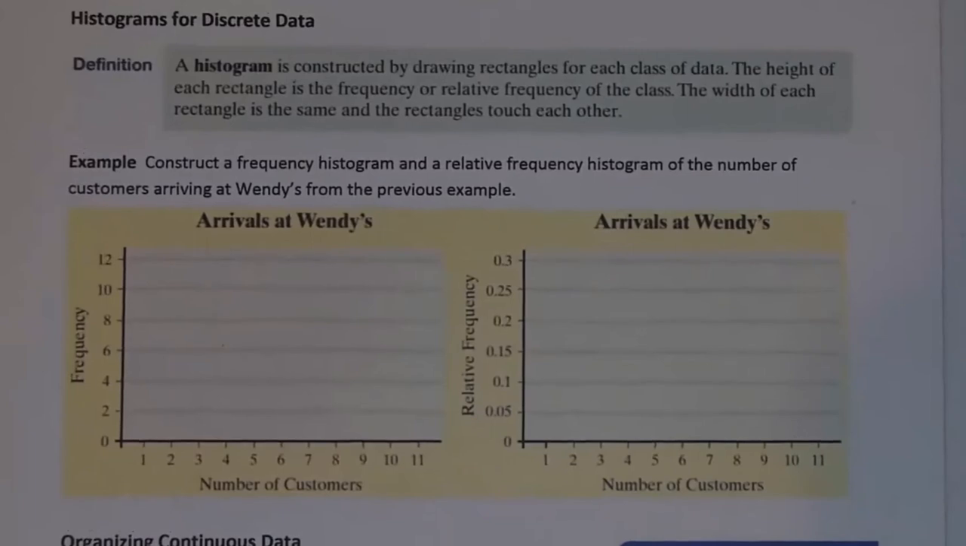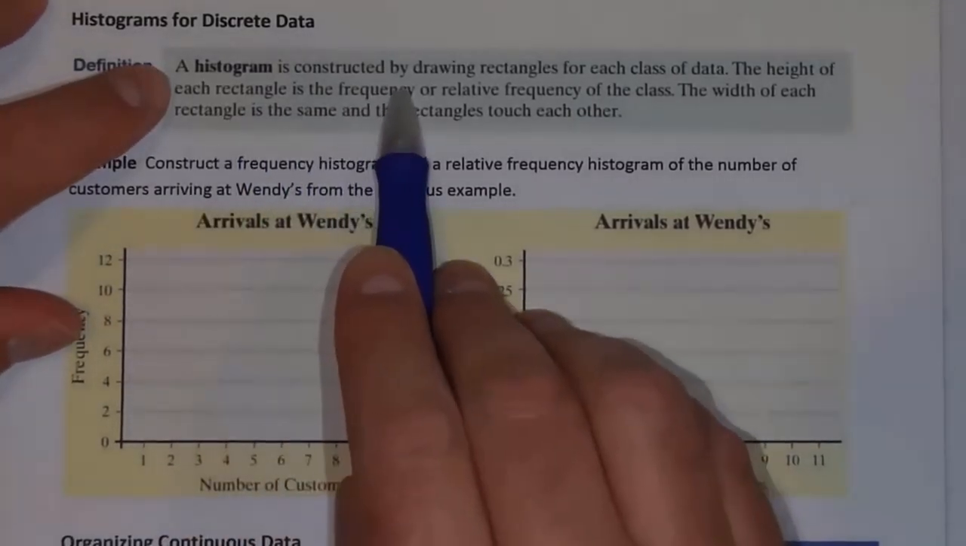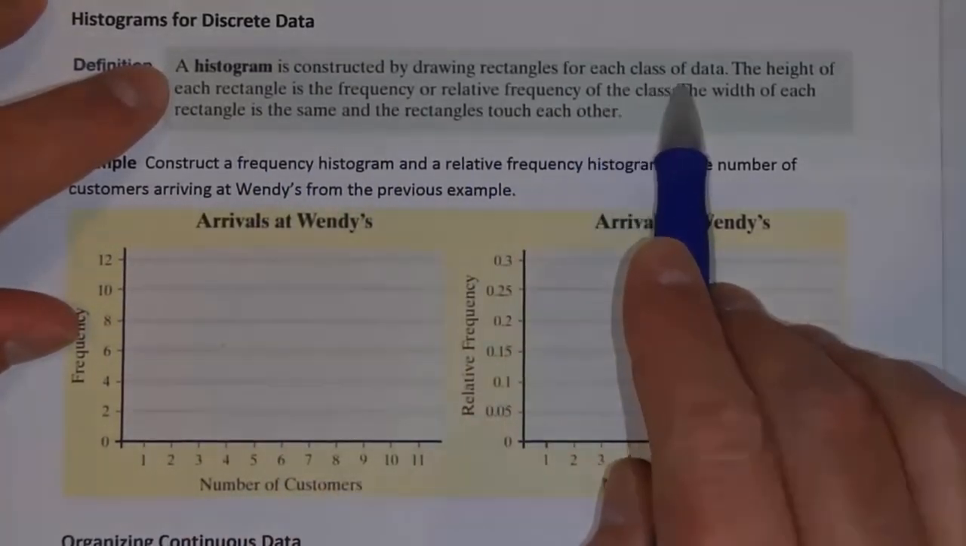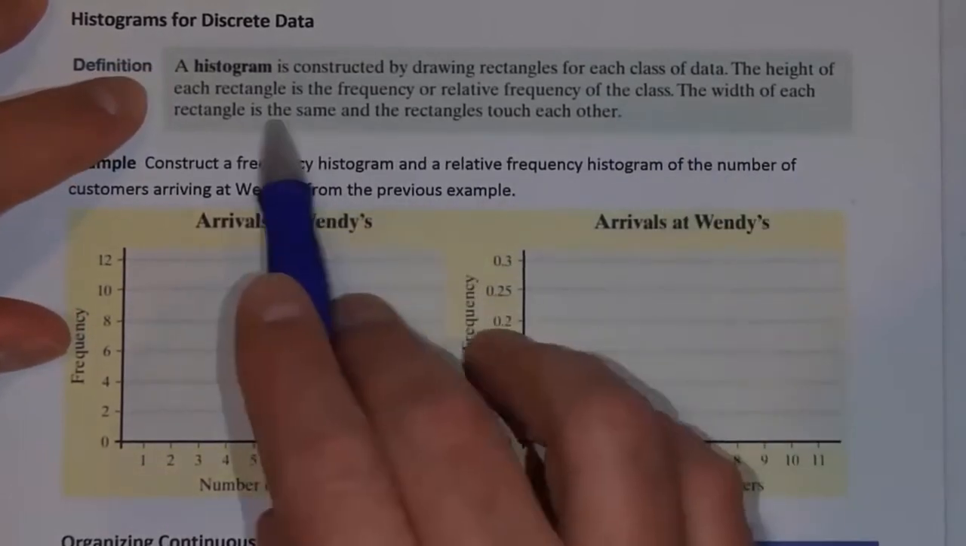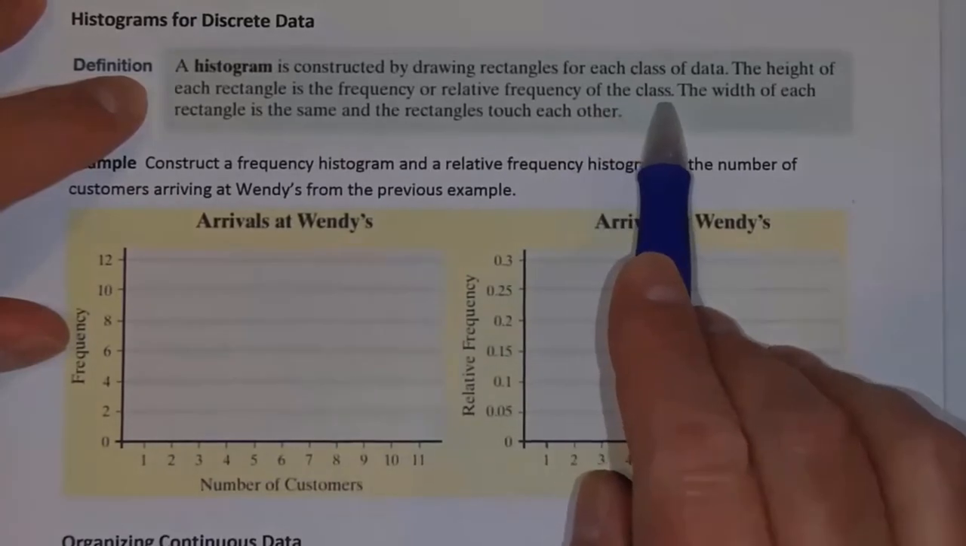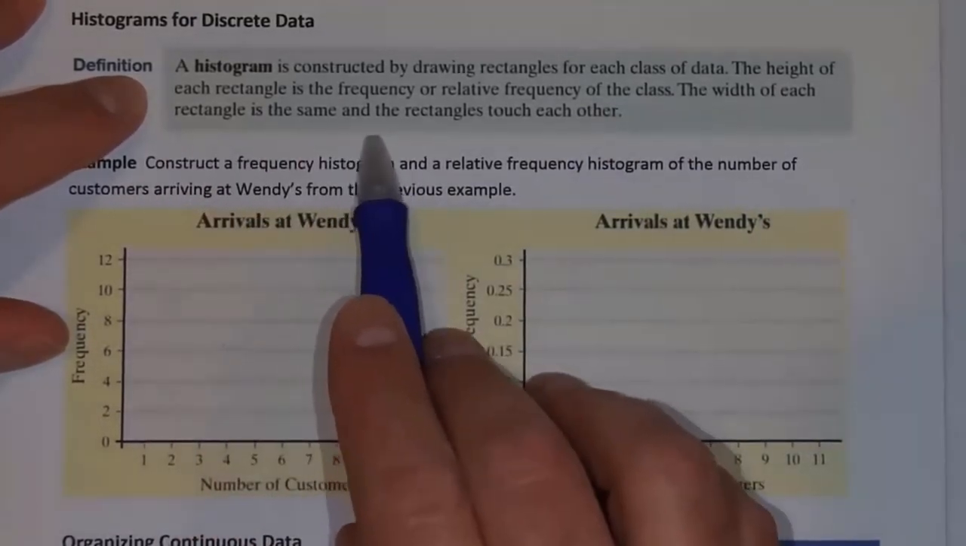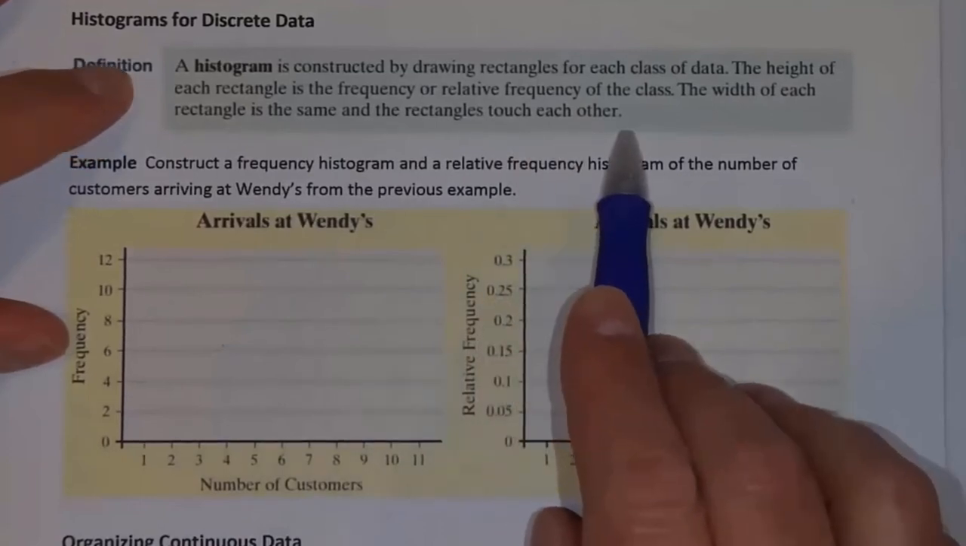It's no longer just a bar graph, it's called a histogram. A histogram is constructed by drawing rectangles for each class of data. The height of each rectangle is the frequency or relative frequency of the class. The width of each rectangle is the same, and the rectangles touch each other.